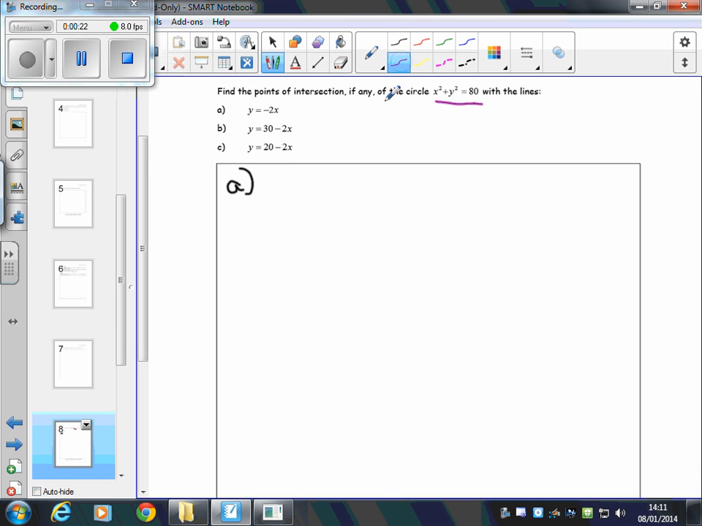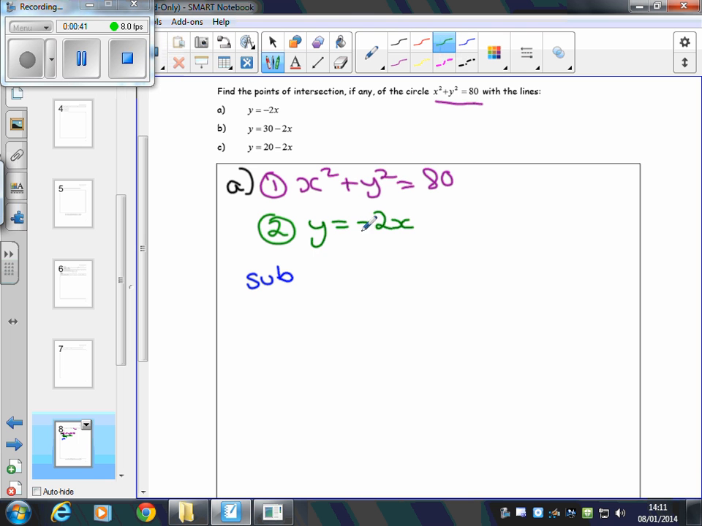In A, I'm going to have the first simultaneous equation, which will be x squared plus y squared equals 8. That's the equation of the circle that we're given. And equation 2, I will have y equals minus 2x. So now, substituting equation 2 into the equation of the circle, equation 1, this will give me x squared plus minus 2x squared equals 8.